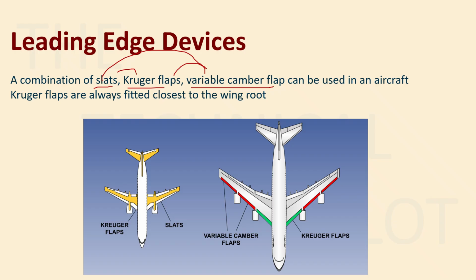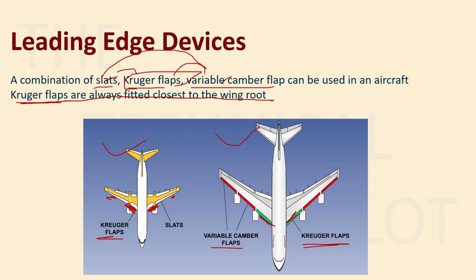Whenever a combination is used, the Kruger flaps are always fitted near the wing root. We can see in this particular example that the Kruger flaps are installed at the wing root. The wing root is the portion which is closest to your fuselage. This is your wing root. In this portion there will always be Kruger flaps, and your slats or variable camber flaps might be fitted at the other sections. But remember that the Kruger flaps are always fitted closest to the wing root. Even in this example, your Kruger flaps are used with variable camber flaps, but the Kruger flaps are again fitted at your wing roots.